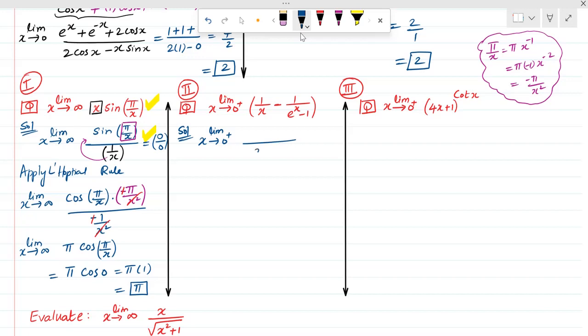Cross multiply. You will have x times (e to the power x minus 1). When you cross multiply, you will get e to the power x minus 1 minus x. So this is the same function. Either you can write it like this or you can write it this one. So I will take this part to do the L'Hopital rule. When you apply the limit, what happened here?